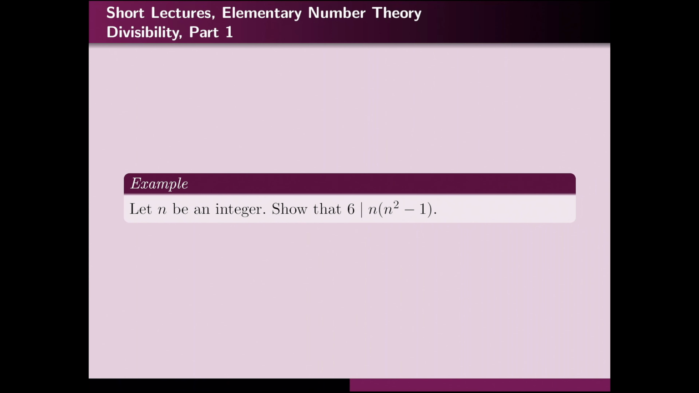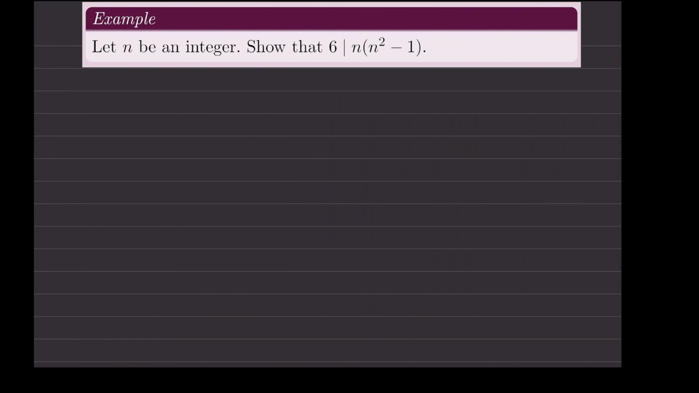Okay, another example. So let n be an integer. We want to show that whatever n is, 6 always divides n times n squared minus 1. In other words, no matter what you choose for n, as far as n is an integer, this product is always divisible by 6. So let us see why this is the case. Okay, this is very easy if you use that theorem. Of course, there are other ways to prove this. We will learn a lot of these techniques later.